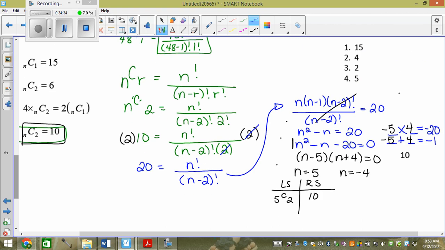Is it possible to have a negative 4 or a negative number for n? Well, you could if it wasn't nC2, if it was something like 6 minus n factorial, let's say, or 6 plus n factorial. If n was negative 4, 6 plus negative 4 is still 2, and 2 factorial is fine. That's why you always have to check it.